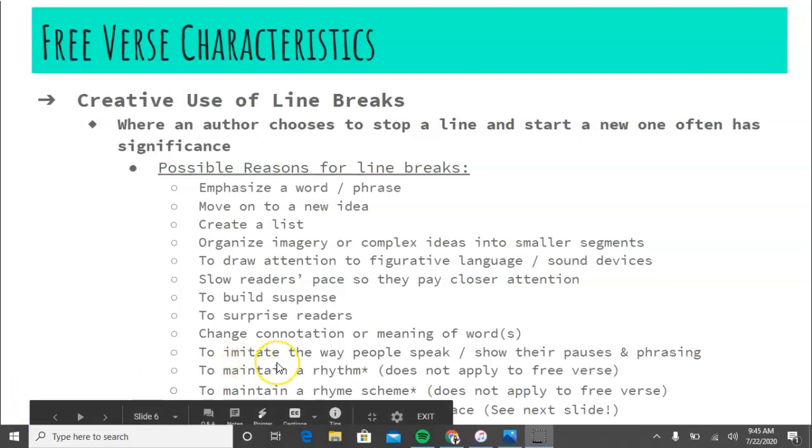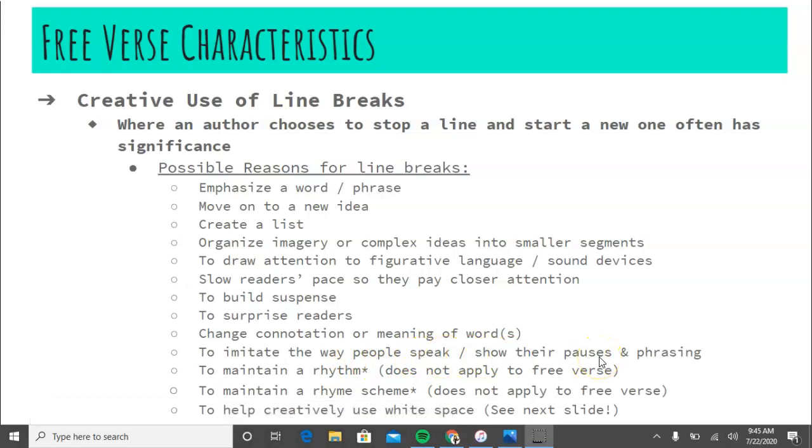Next, the author might break up the lines to imitate the way people speak or show how they're pausing or when they are phrasing words differently. If you listen to the way people speak in conversation, it's different than the way we might read a book in our head. And so sometimes authors will show you that by breaking up the words. Well, maybe the narrator is pausing here if they were saying it out loud. So maybe we're going to break that line and move on to the next line.